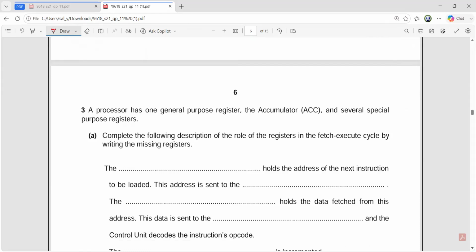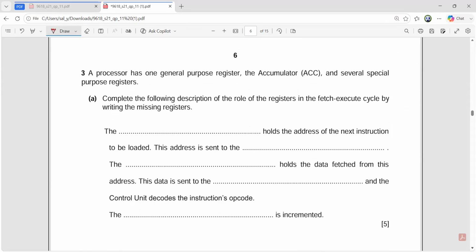The blank holds the address of the next instruction to be loaded. This address is sent to a blank. The dash holds the data fetched from this address. This data is sent to the blank, and the control unit decodes the instruction's opcode. The blank is incremented. Now I'm just giving you a hint.